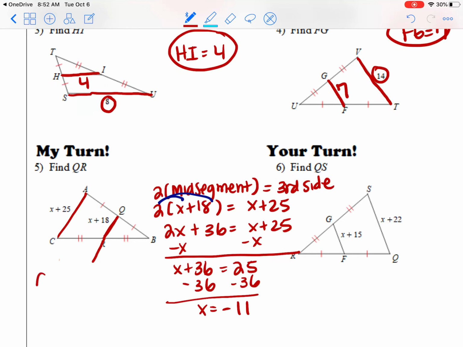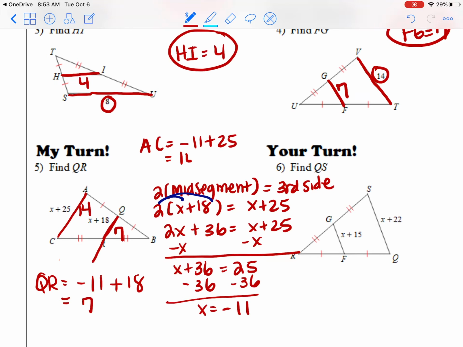But the question was asking us to find the length of QR. So we say negative 11 plus 18 is going to give us 7. So if that mid-segment is 7, then the third side should be 14. Let's double check, just to check. AC is negative 11 plus 25, and that's going to give us 14. So we did this right.